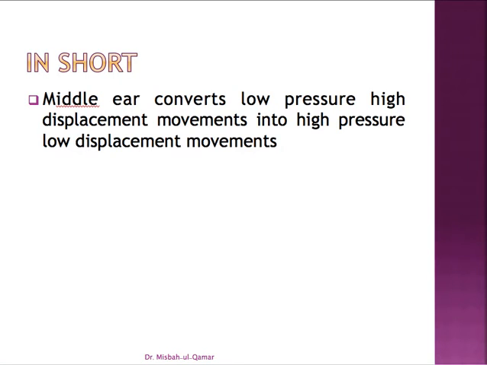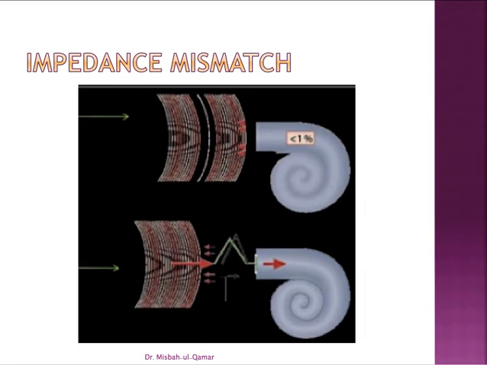So that was all about the impedance mismatch. And keep in mind that this is an important university question. So if the impedance matching is not provided, then what would happen?